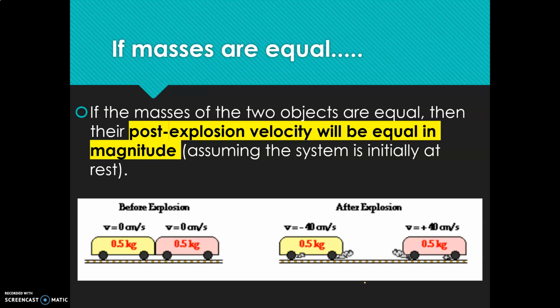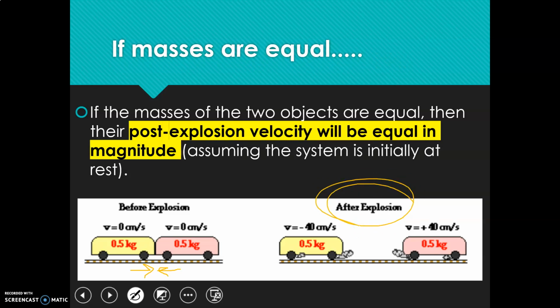Okay, so with these explosions, we've already talked about it before, but remember, they are applying those equal and opposite forces on each other, right? Newton's third law. They're equal and opposite forces. However, their acceleration differs based on their masses. So if the masses are equal, then their post-explosion, so over here, their after-explosion, velocity will be equal in magnitude. And that's assuming that the system is initially at rest.